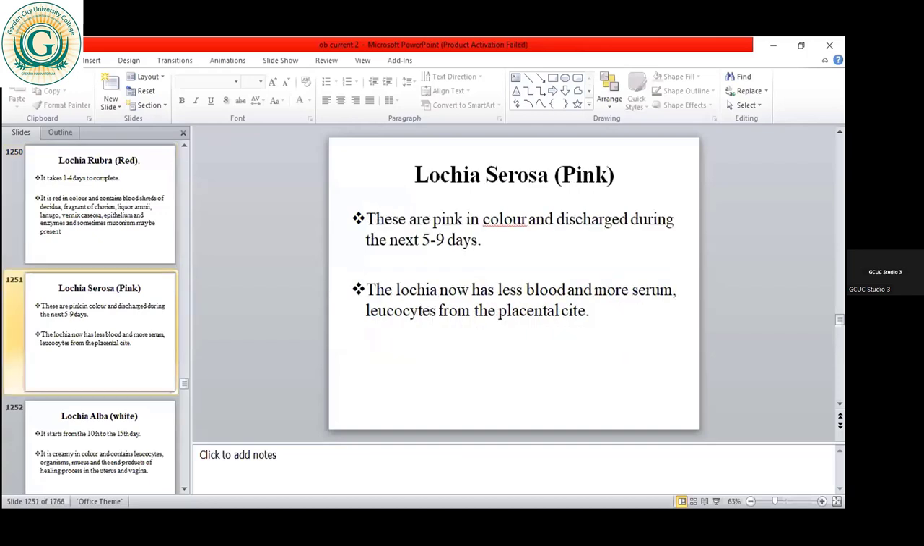It's 5 to 9 days, and this is one midwives or nurses have to be checking. This is pink in color, discharged between the 5th day and the 9th day. It means the lochia now has less blood and more serum, leukocytes, and material from the placental site. So it's pink. When you remove the pad from under the woman, you see that the discharge is still coming, but this time it's not red. We call it serosa. Then finally, you get to lochia alba.